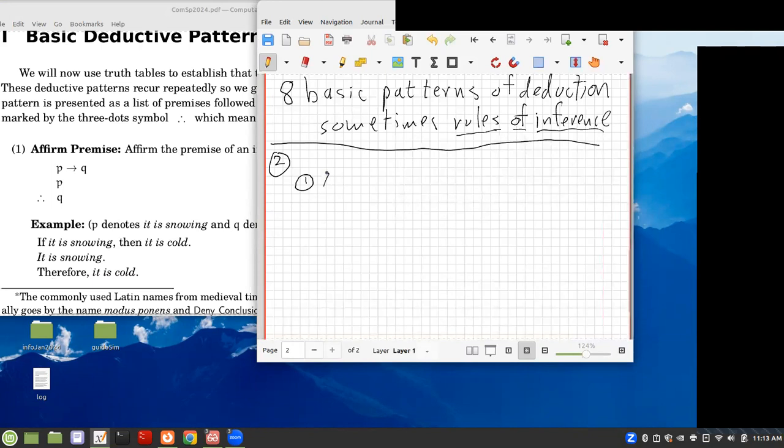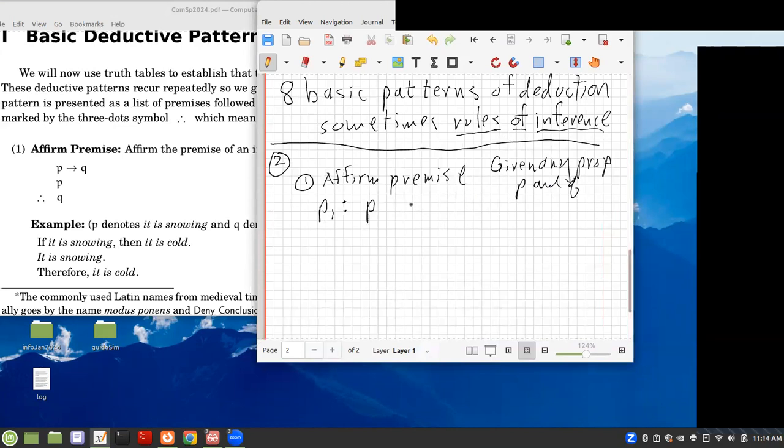Okay, so I'm going to call this a firm premise because it describes what's going on in the rule of inference. There are two premises. Given any propositions P and Q, our first premise is that P implies Q. Our second premise is just that P is true.